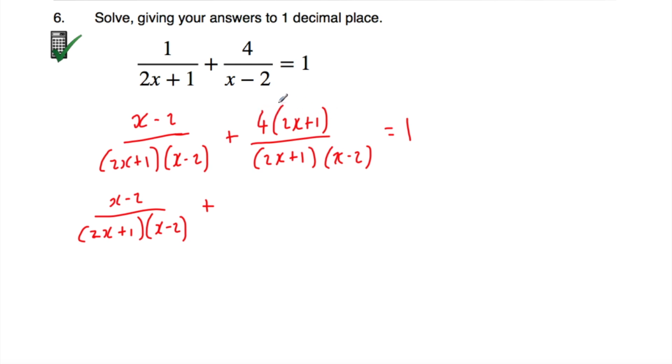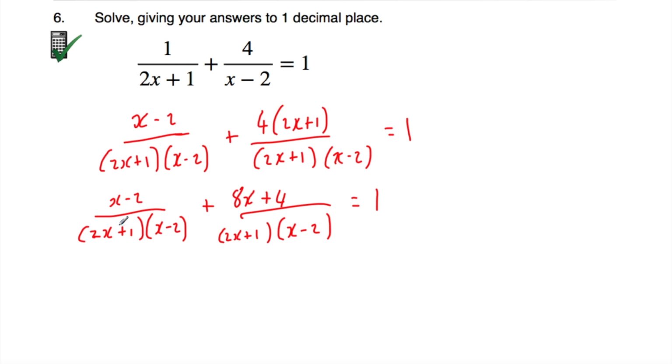We're going to expand that bracket. 4 times 2x is 8x, and then 4 times 1 will be plus 4. So we've expanded the bracket on the numerator. The denominator will keep the same, so that's 2x plus 1, and then in brackets x minus 2. And that all equals 1. Okay, so we've expanded our brackets there.